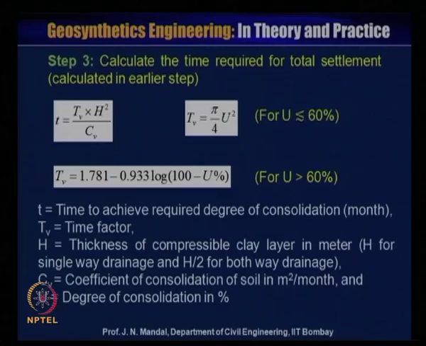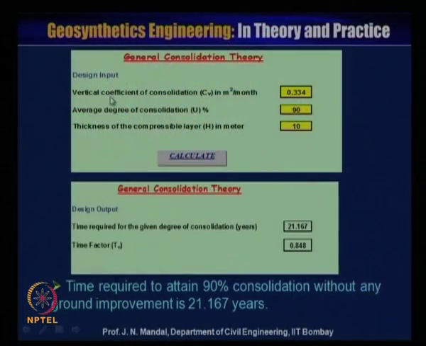And U is degree of consolidation in percentage. Here you can put the vertical coefficient of consolidation, that is Cv in meter square per month, is 0.334. Then average degree of consolidation, that is U in percentage, is 90%. So, thickness of the compressible layer H in meter is 10.